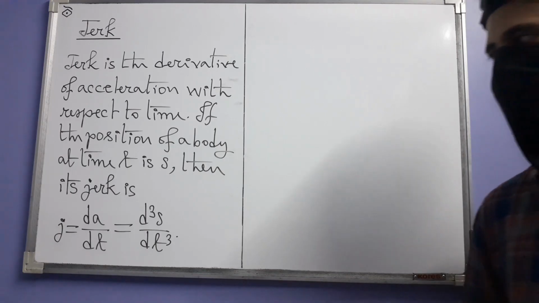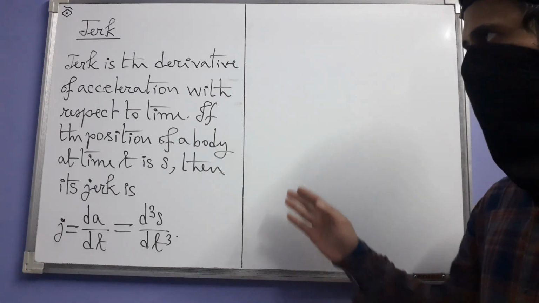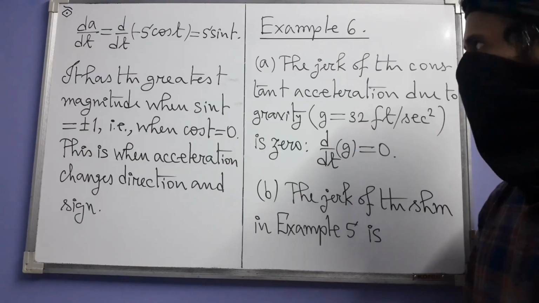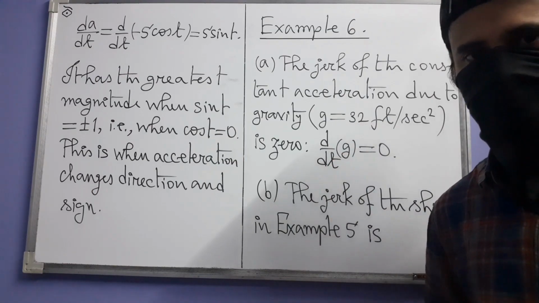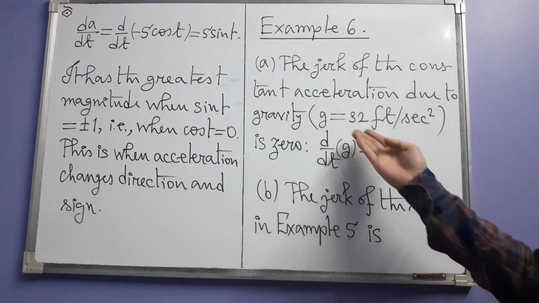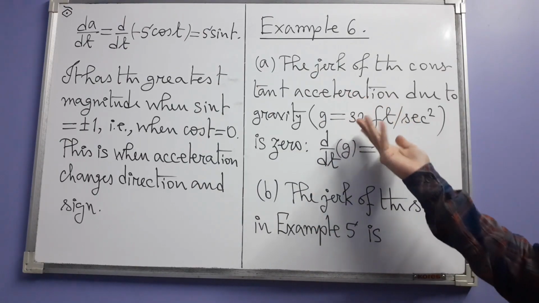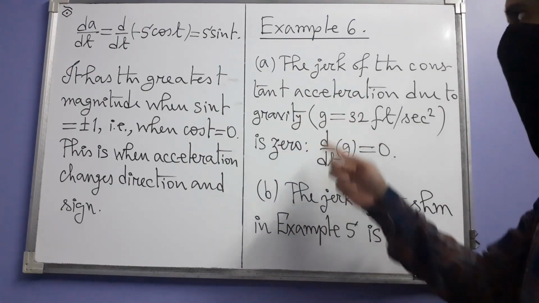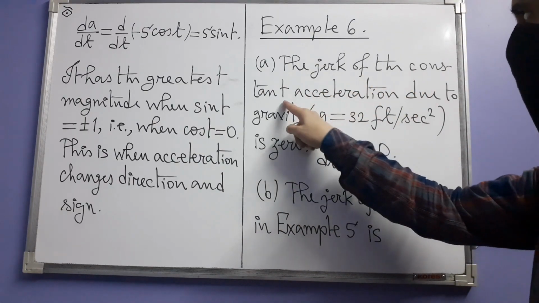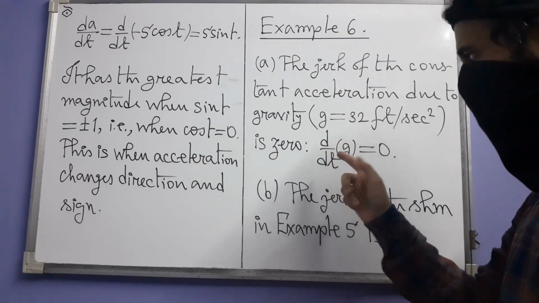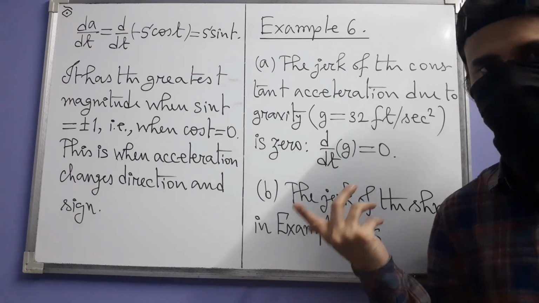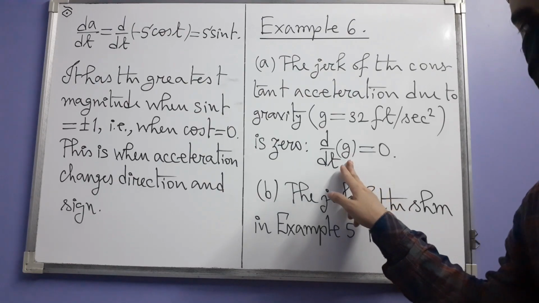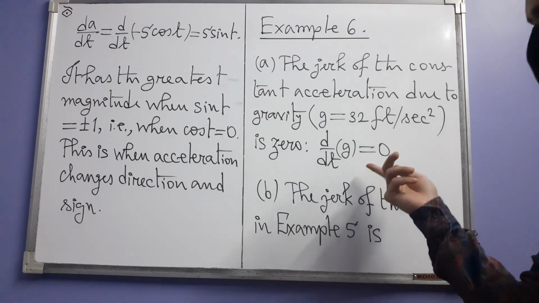Now finally, let us calculate the jerk in two situations, in two types of motion. So this is example 6. Part A of course considers a motion with, say, a constant acceleration like free fall. The jerk of the constant acceleration due to gravity is of course 0, because jerk is the derivative of acceleration with respect to time. So if the acceleration is constant, it will be 0.